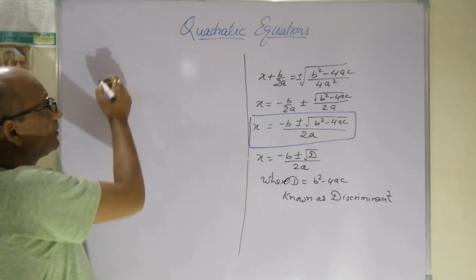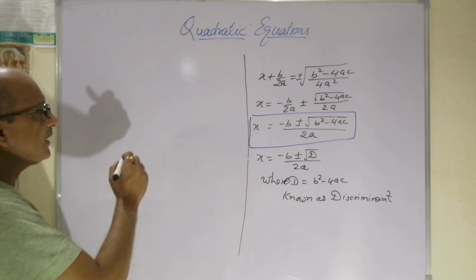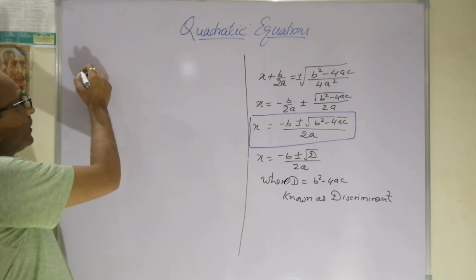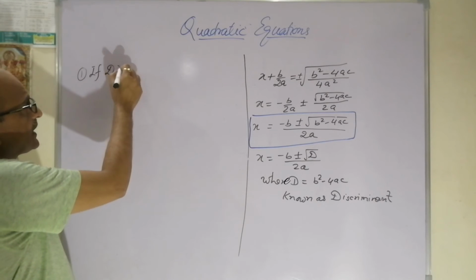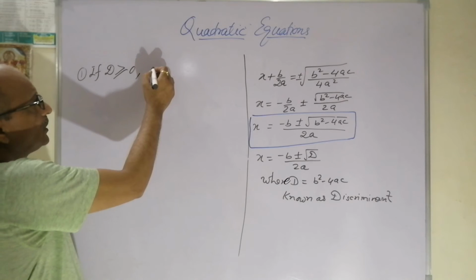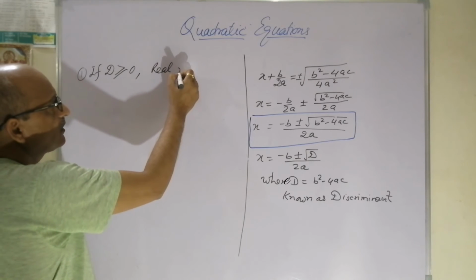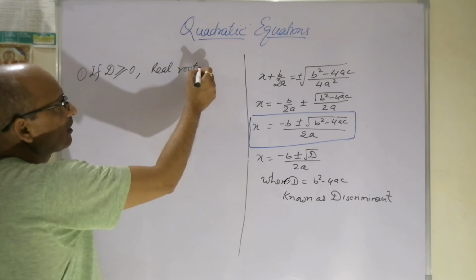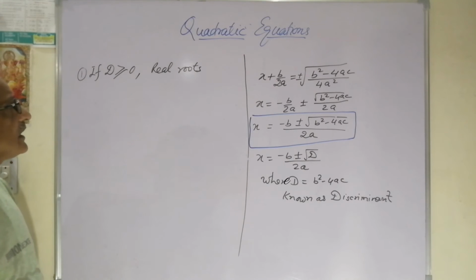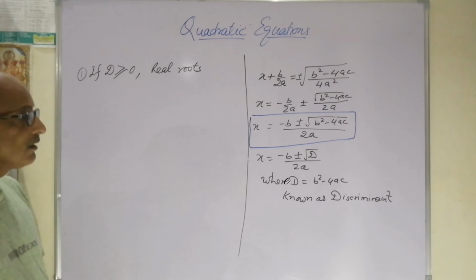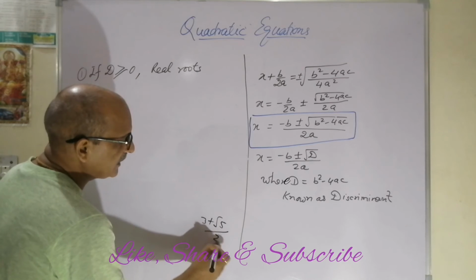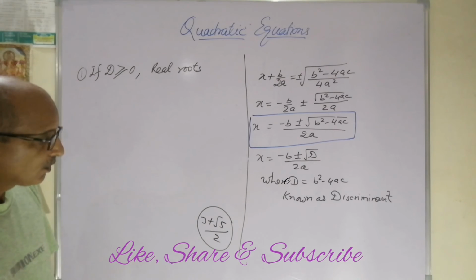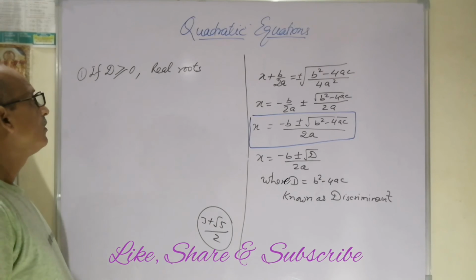So we take some conditions and rules. Number 1, if D is greater than or equal to 0, roots will be real. Means that we can calculate it. It can come in root also, like 3 plus under root 5 upon 2. It is also a real number, you know well. So roots are real.